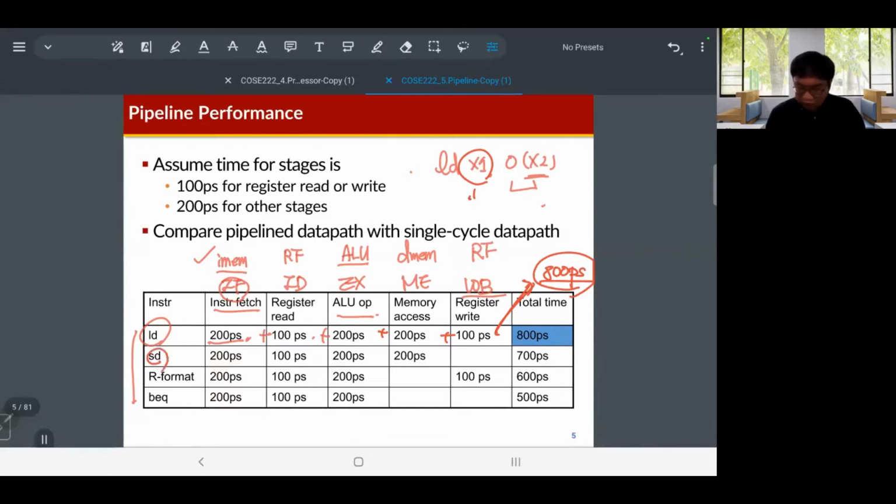For the store instruction, actually the store instruction does not need to access the register file, right? So actually the data is written to the data memory, and that's it. So the delay of the store instruction is 700 picosecond. How about the R format? It's 600 picosecond.